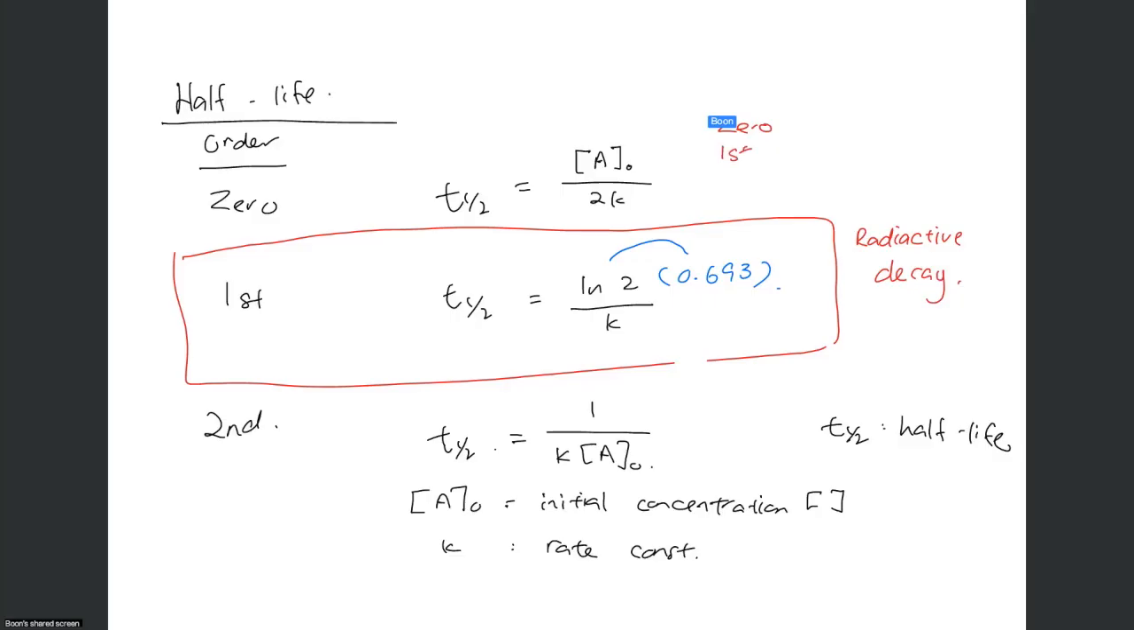Zero order, first order, and second order combined, are used when you are talking about the rate of chemical reaction, mainly in solution. But when you are talking about half-life, mainly we are talking about radioactive decay.